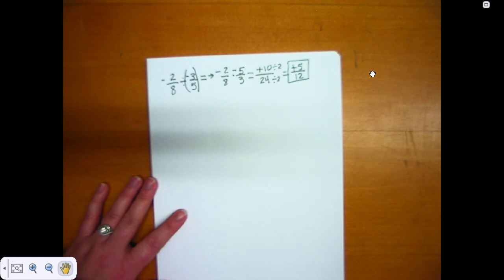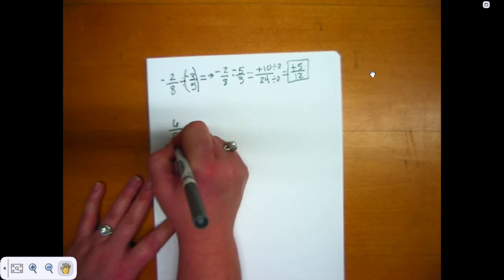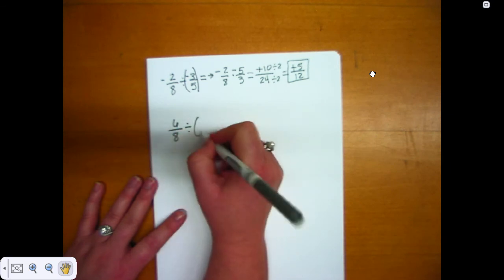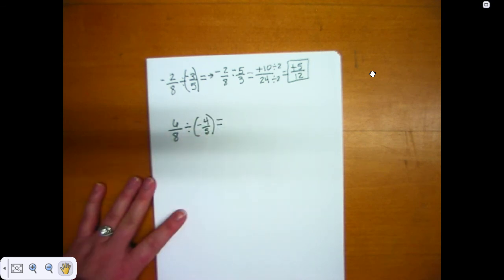Okay, I'm going to give you one to practice. Let's do 6/8 divided by negative 4/5. Okay, I'll give you a minute or two to do that. If you need to pause this video, please do, because we're going to move on.